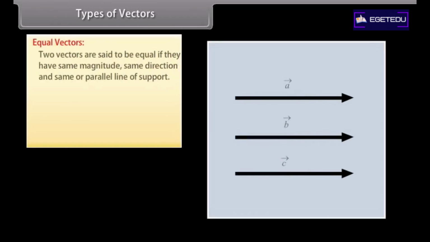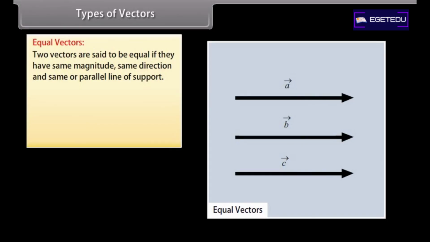Equal vectors. Two vectors are said to be equal if they have same magnitude, same direction, and same or parallel line of support.